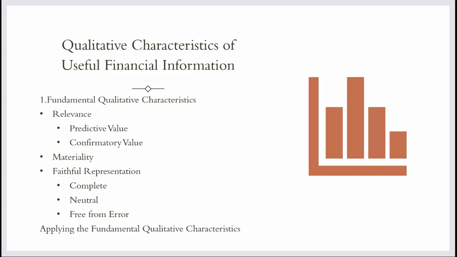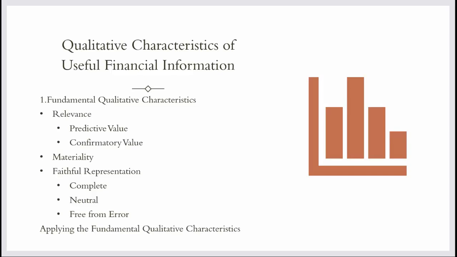Applying the fundamental qualitative characteristics. Explanation. For information to be useful, it must be both relevant and faithfully represented. This involves identifying an economic phenomenon, determining the most relevant information, and ensuring it provides a faithful representation. Sometimes a trade-off is necessary between relevance and faithful representation.